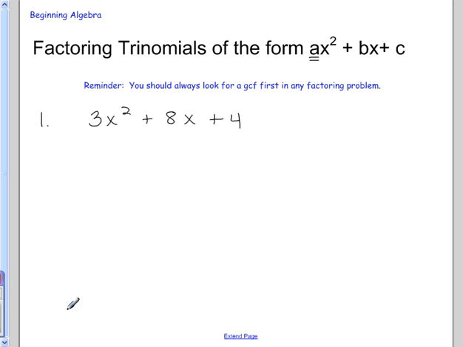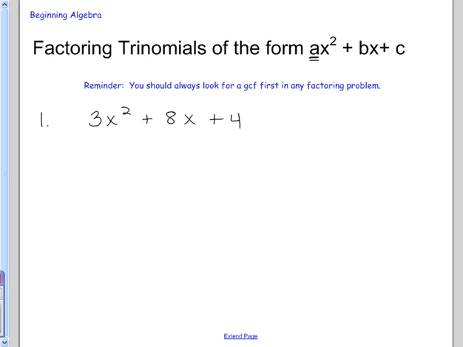In this section, we are still factoring trinomials. The difference here is that we have trinomials of the form ax squared plus bx plus c. This means I have a coefficient of x squared other than 1. Okay, look at problem 1, 3x squared plus 8x plus 4. We want to factor these completely.